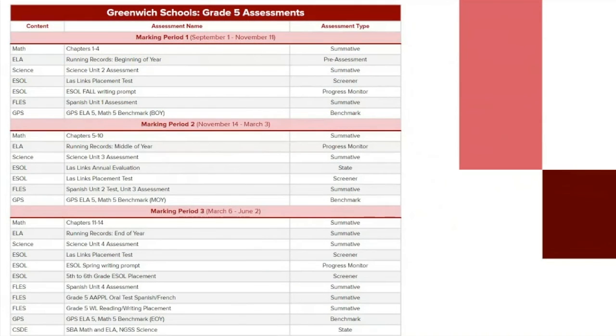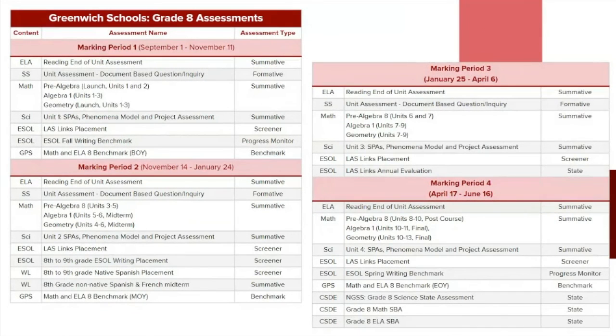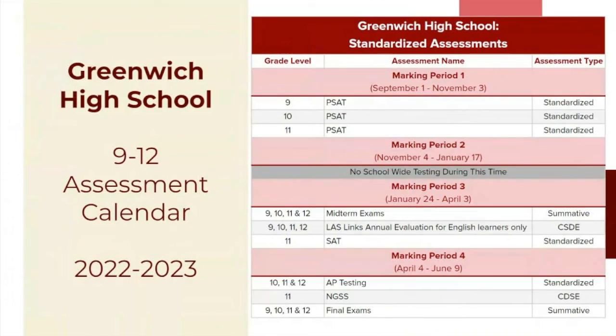Here is a look at grade 5. And moving to the middle level, here is grade 8. And finally, here is the table of required assessments for high school students.